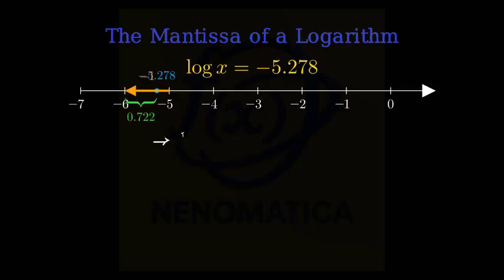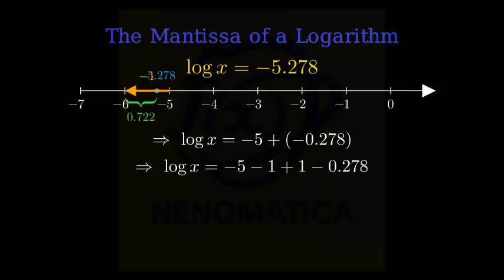Step 1. Separate the integer and the fractional parts exactly as written: negative 5 plus negative 0.278. Step 2. Add and subtract 1 to prepare a positive mantissa: negative 5 minus 1 plus 1 minus 0.278. Step 3. Combine the integers and the fractional parts. Negative 5 minus 1 equals negative 6, and 1 minus 0.278 equals 0.722.